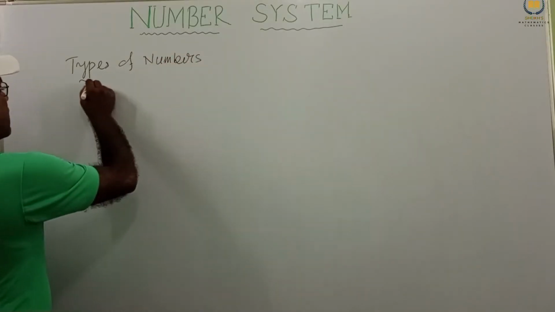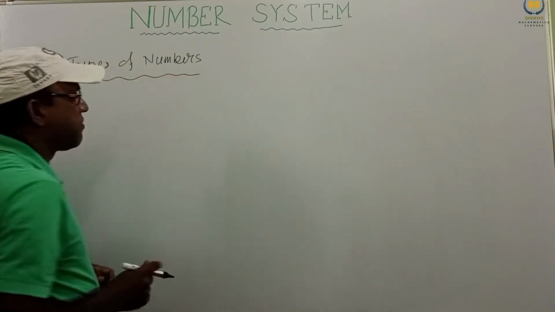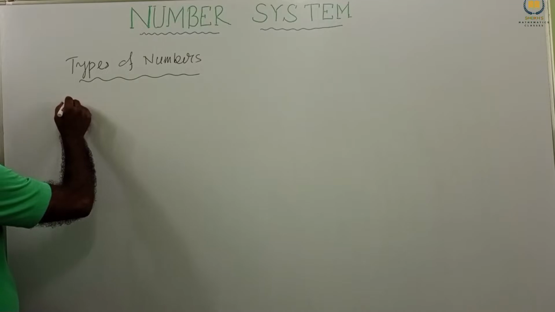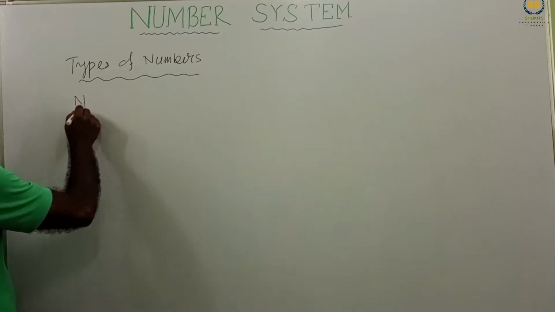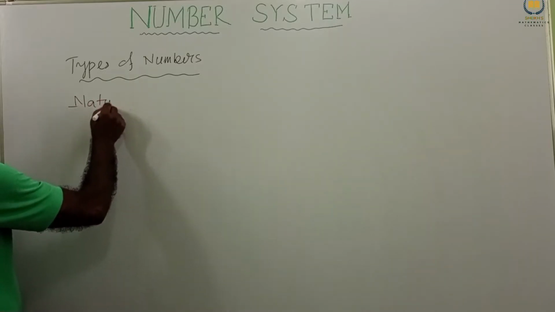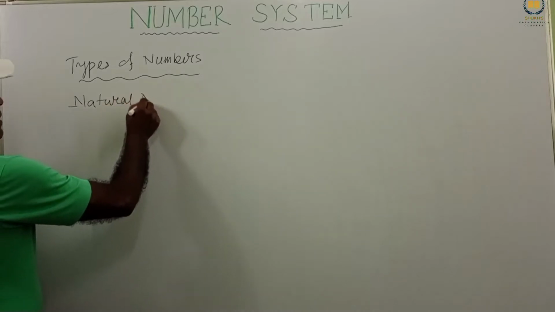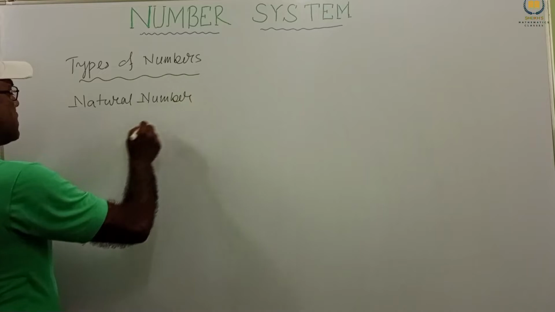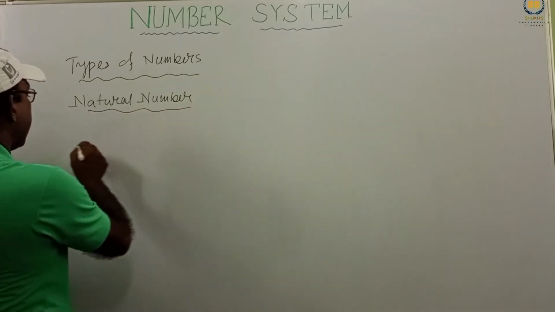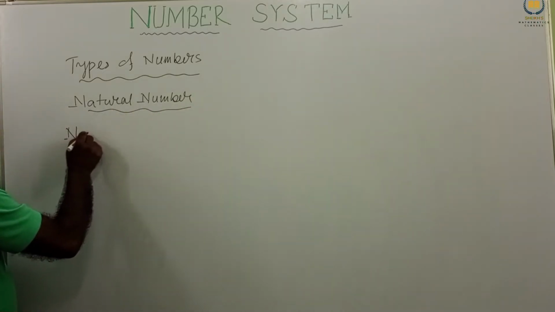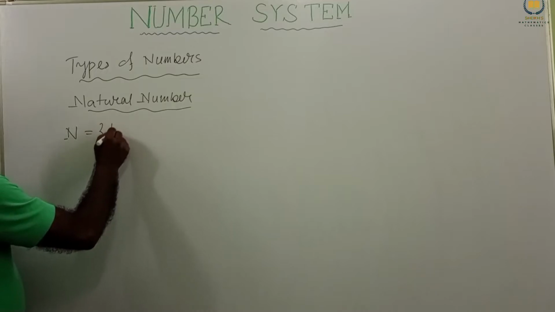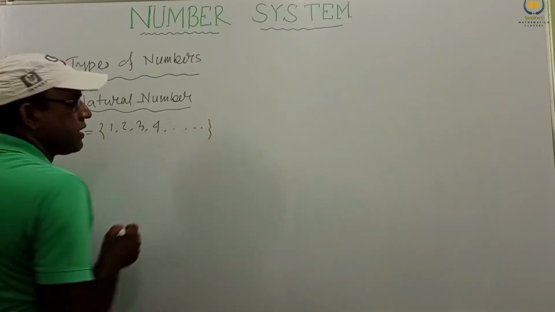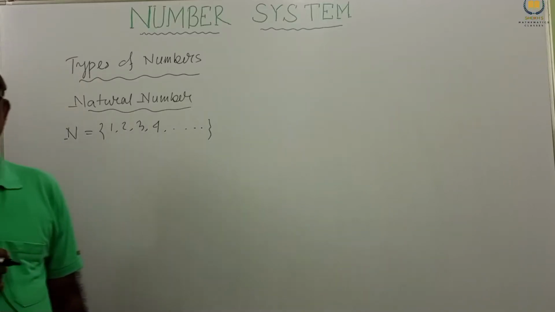We know from lower classes what a number is. So first we consider natural numbers. The symbol used is N. N is the symbol for natural numbers. These are 1, 2, 3, 4, and so on. These are called natural numbers.